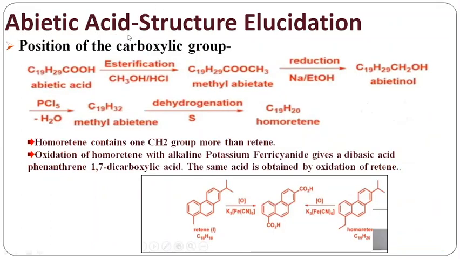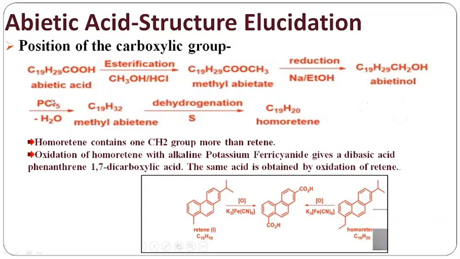Next, we have to assign the position of the carboxylic group, the position of the angular methyl group, and the position of the double bonds. So first we take the position of the carboxylic group, which is done by the following experiment. Abietic acid, when it undergoes esterification in the presence of methanol and HCl, yields methyl abietate with the molecular formula C19H29COOCH3, which on reduction with sodium and ethanol yields abietinol.